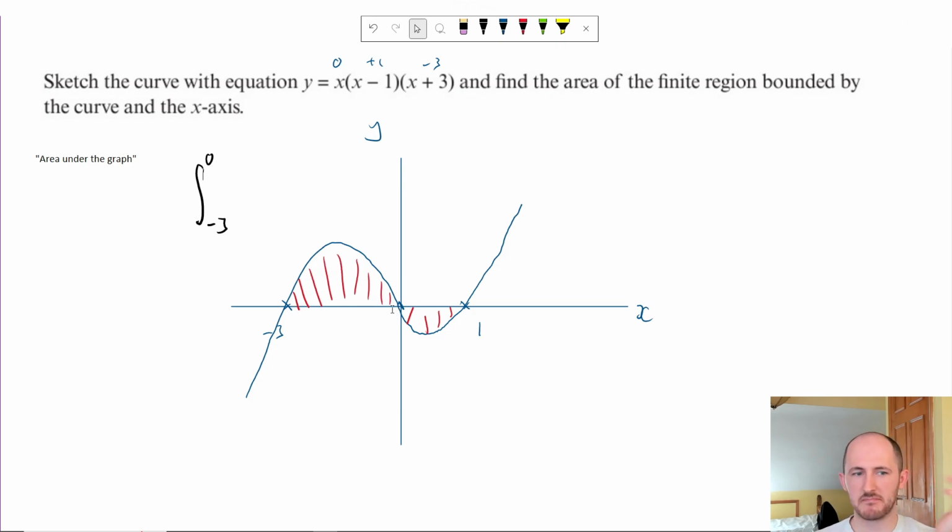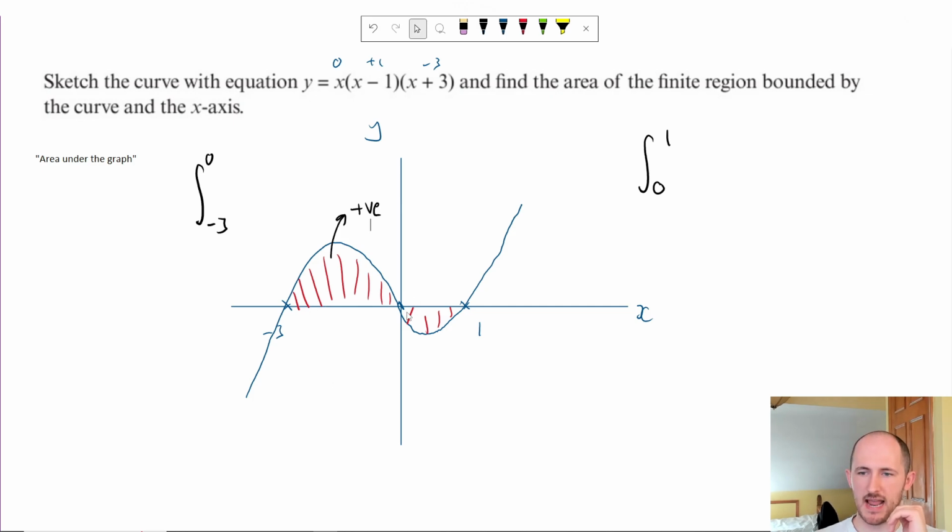Interesting, right? It's pretty cool. And if I integrate it between 0 and 1, I will get the area over here. Now, here's where it gets complicated. A little bit complicated. Areas above the x-axis will always be positive.